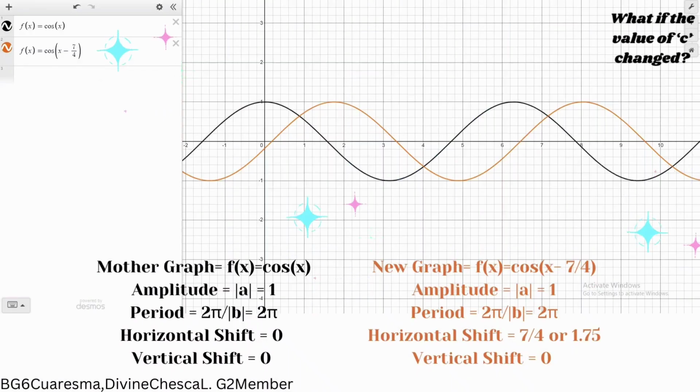Next, what if we change the value of c in the equation f of x equals cosine x? As seen here, the mother graph is shown by the black graph. The equation of this graph is f of x equals cosine x. If we change the value of c to, let's say, 7 over 4, the graph shifts horizontally because the value of c represents the horizontal shift. As seen in the new graph shown in orange, where the equation is f of x equals cosine of x minus 7 over 4, the graph has shifted to the right.